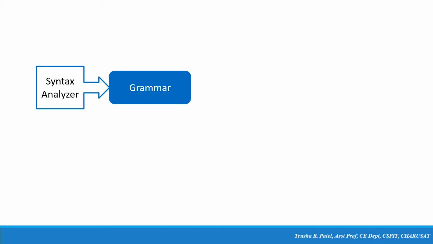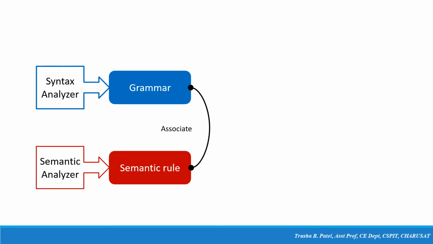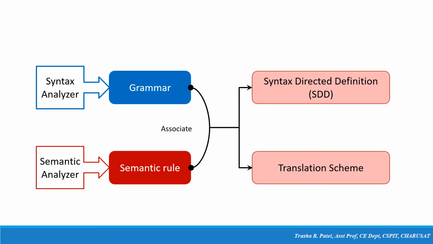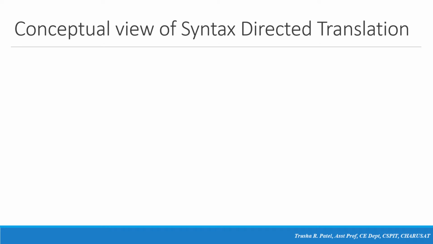So in the syntax analysis phase, we are using grammar for checking the syntax. Now during the semantic analysis phase, the semantic rules are associated with the grammars. And this association can be done using syntax directed definition (SDD) or translation scheme. In both of them, syntax directed translation, let us see the conceptual view.